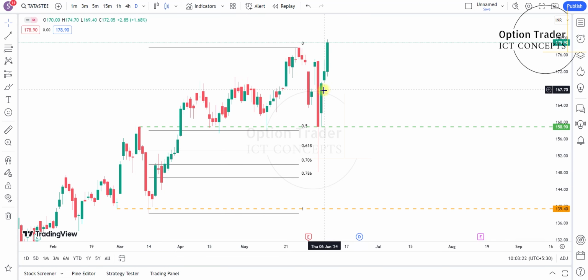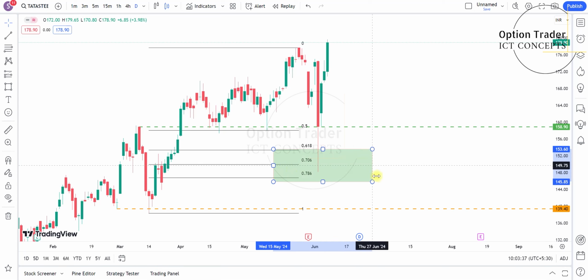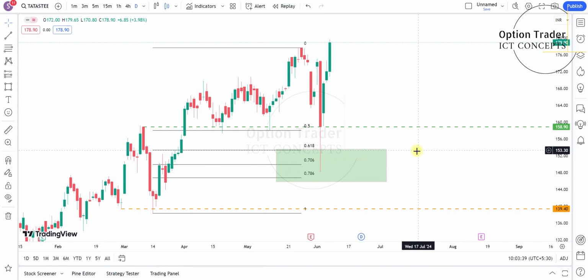Okay, on the election day or the day after, the market crashed and the price just came downwards to our golden zone. It is 0.5 over here, but the more discount area is the golden zone. Okay, see how the price reacted from the golden zone. 0.618, 0.706, 0.76. I'm not telling you to take a trade over here or here. Just take a trade in the golden zone and wait for the SL.